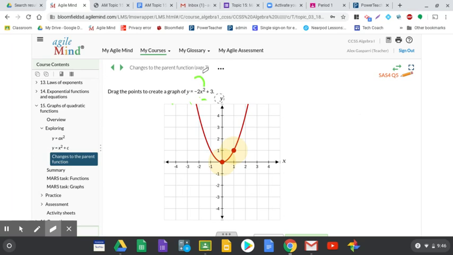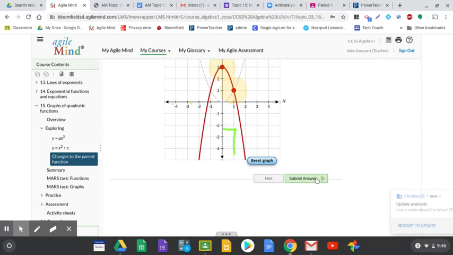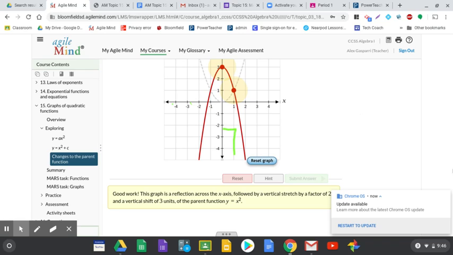So same thing here. I want to move my vertex up 3 spaces. I still want to stretch it by a factor of 2, but I want it to be upside down. So I want to go over 1 and down 2. So my dot's already in the spot it needs to be. And you're going to click submit answer.